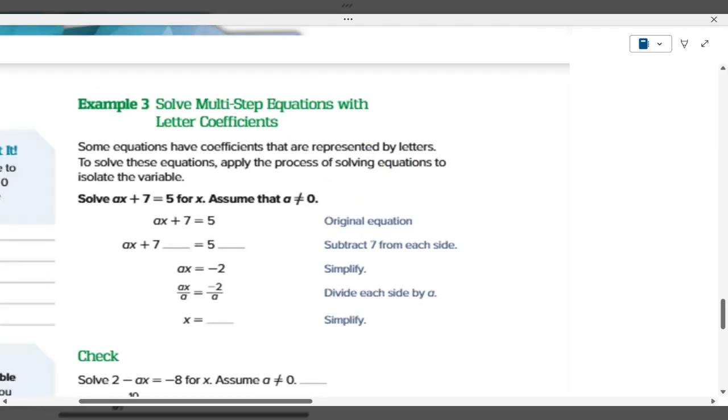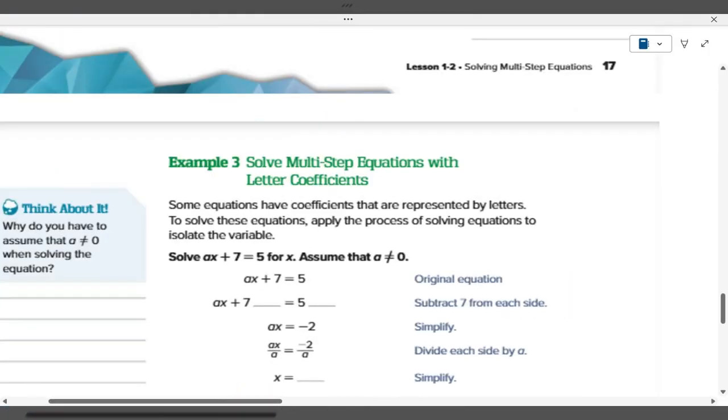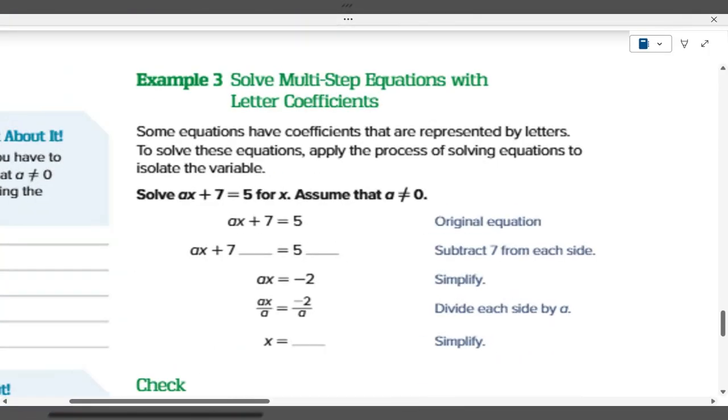Okay, on page 18, we're going to do one last example. This one's a little bit weird, but sometimes we'll have an example where the number out in front is not a number, it's actually just a letter. That's okay, we'll still follow the same process. Our answer just might look a little different. So we're trying to solve this for x, not for a. We don't know what a is, but we're going to undo all of the numbers around x.